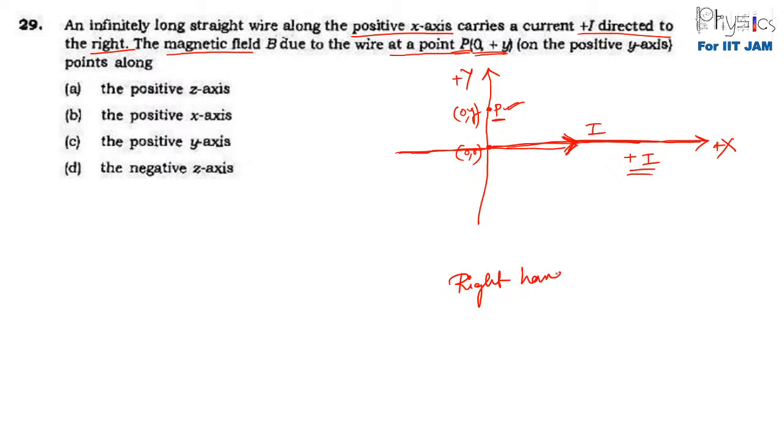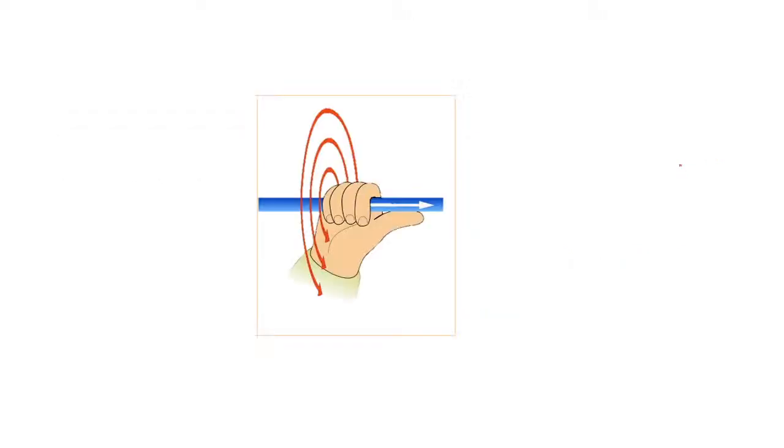It was the right hand thumb rule, right? If we hold this wire with our right hand, pointing our thumb towards the direction of current, that is, if this is I, we are pointing our thumb towards the direction of current, then the magnetic field will be in this direction, right?